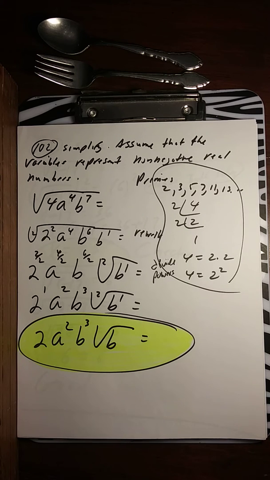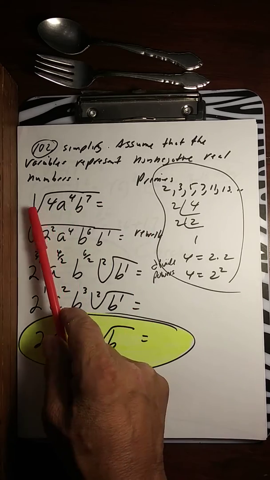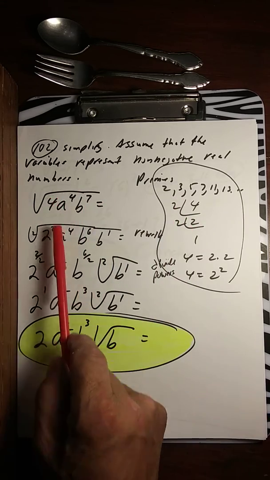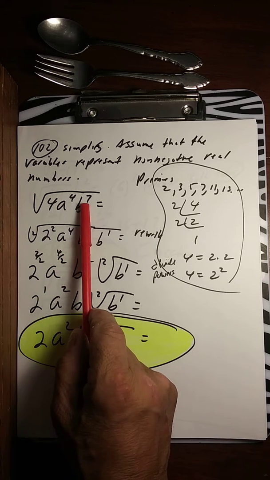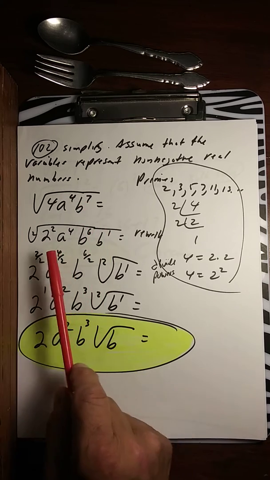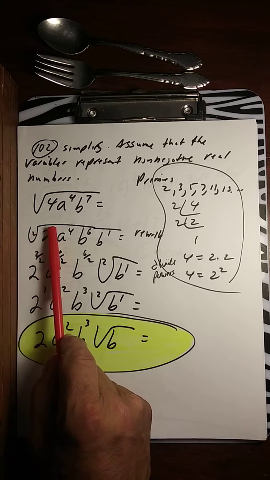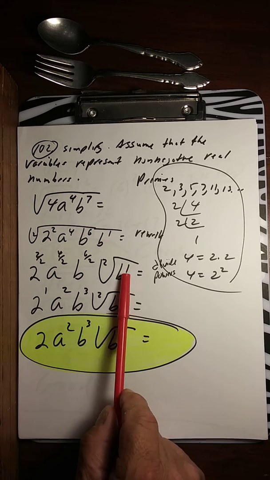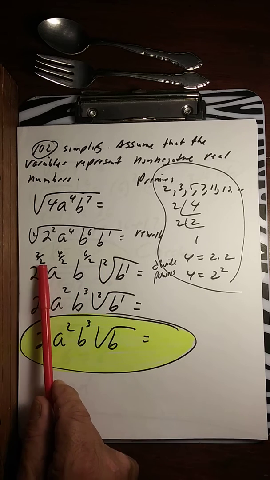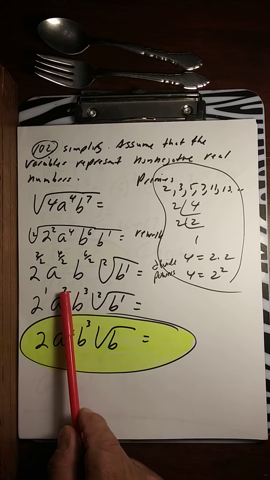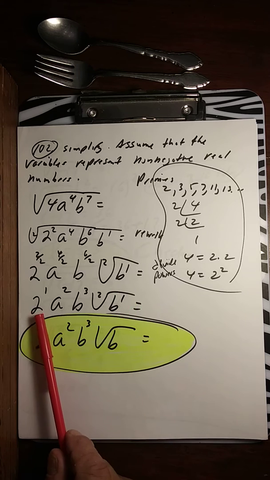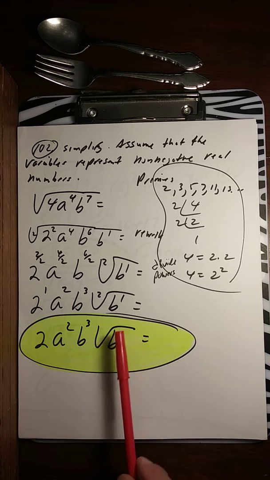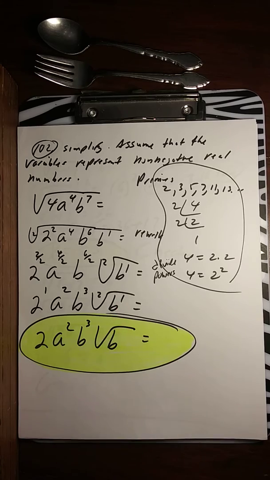Simplify, assuming the variables represent non-negative real numbers. So square root of this, so we're going to have to change this. 4 is 2 times 2. 2 squared is there, a to the 4. And b to the 7 is b to the 6 times b to the 1. So now, divide the 2 power. 2 goes into 2, 2 goes into 4, 2 goes into 6, and this one stays inside. 2 divides 2 once, 2 divides that twice, 2 divides that 3 times. 2 to the 1 is just 2, so 2 a squared, b cubed, and then square root of b, we don't need the 1 power.